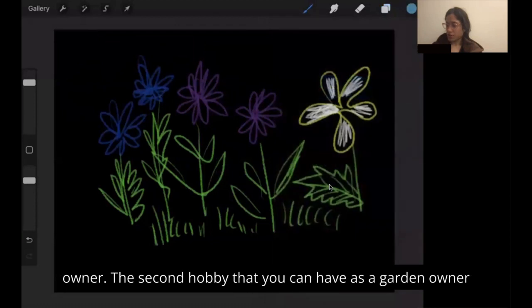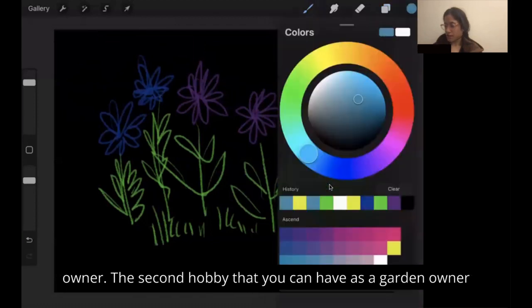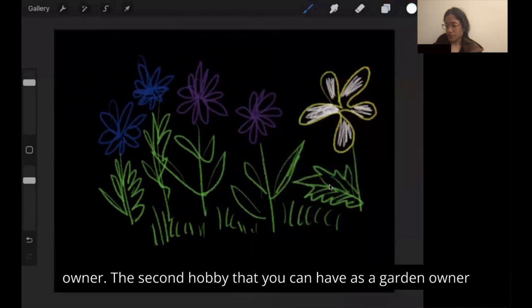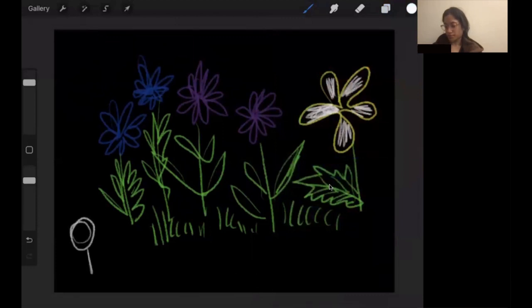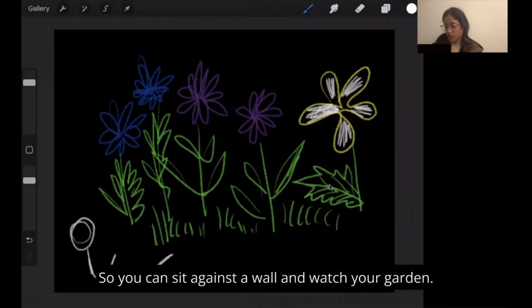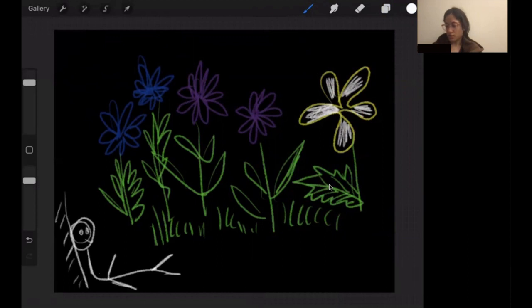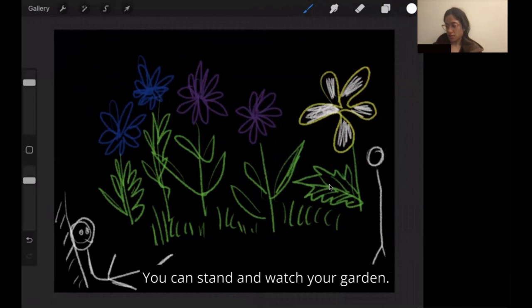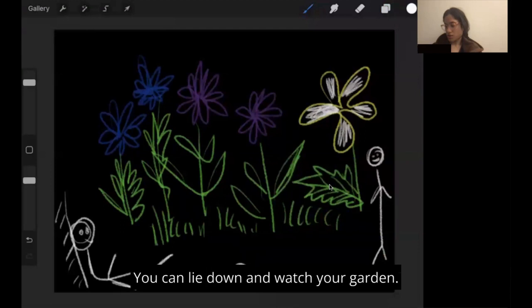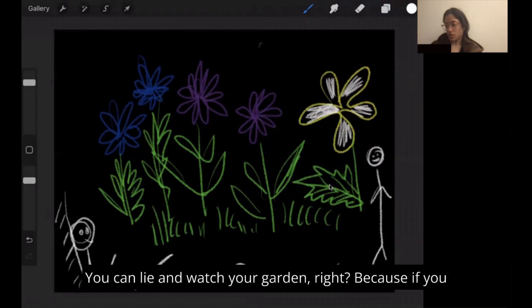The second hobby that you can have as a garden owner is watching. So you can sit against a wall and watch your garden. You can stand and watch your garden. You can lie down and watch your garden. You can fly and watch your garden.